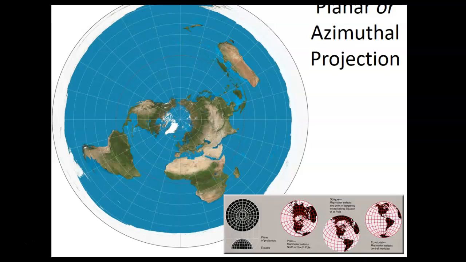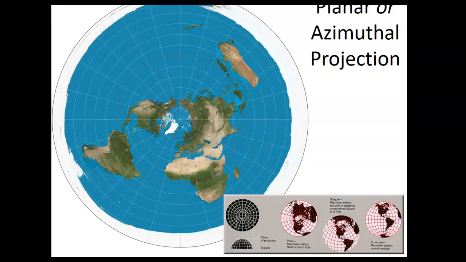Azimuthal projection. An azimuthal projection is, what if I just need to see one chunk of the globe? Like I just want to see one chunk, maybe I just want to look at the North Pole here. Then I'm going to use this type of map that shows me just one area.